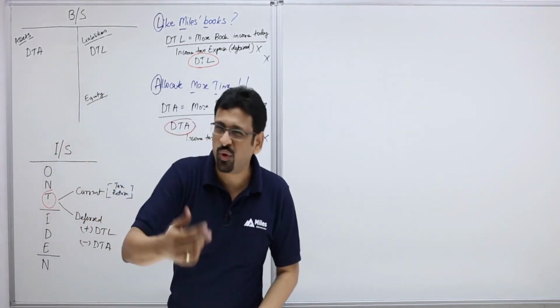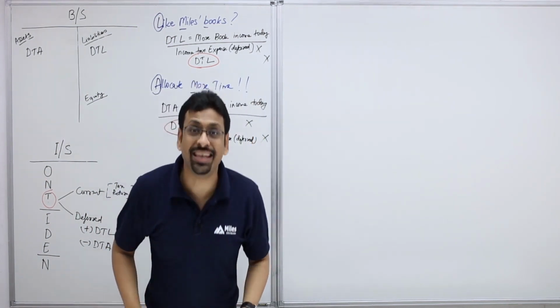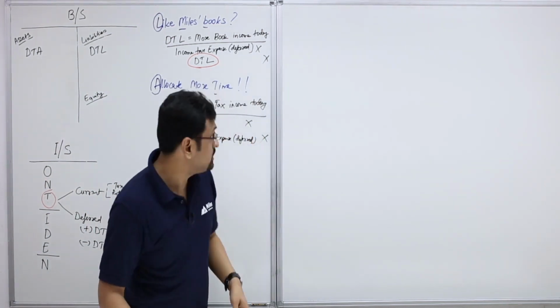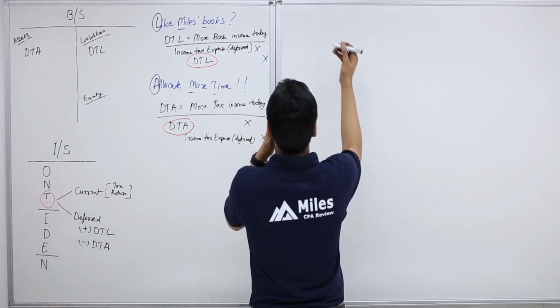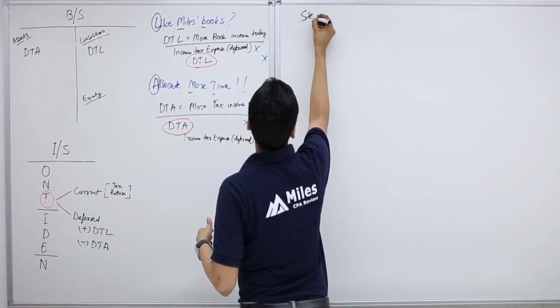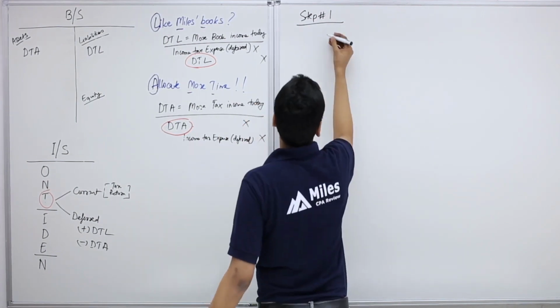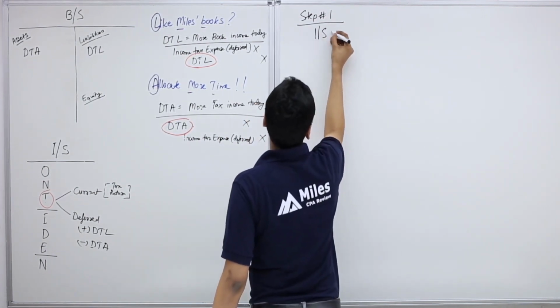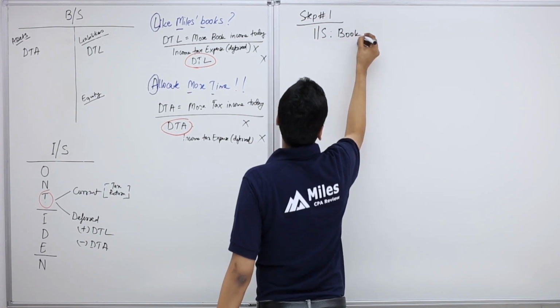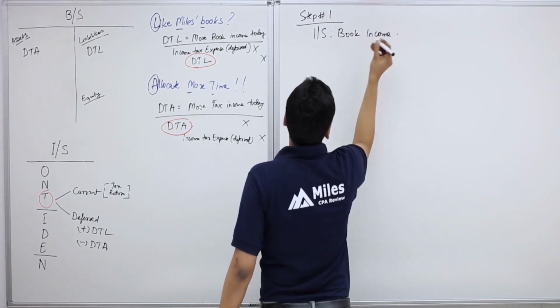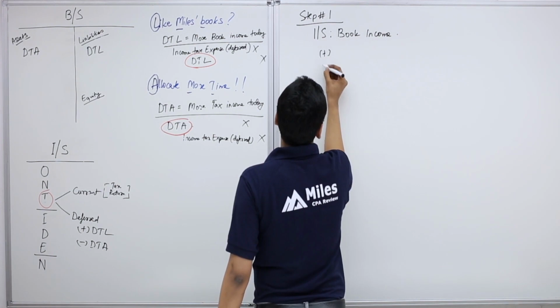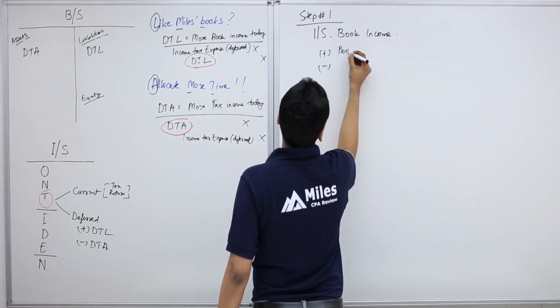So let me write it on the board, and I know it's going to get easier and easier for you guys. So let's say step number 1, we're starting with a pre-tax book income. So we're starting with your income statement, book income. And we have plus and minus for permanent differences.